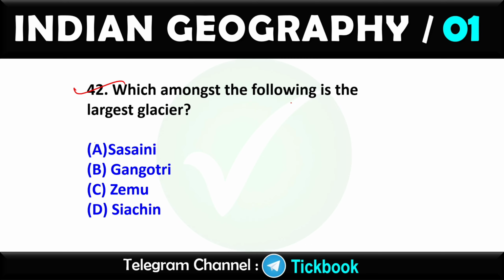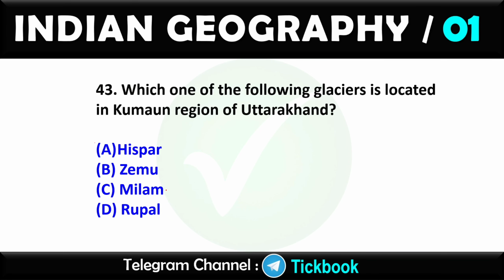42. Which among the following is the largest glacier? Option number D, Siachen. 43. Which one of the following glaciers is located in Kumaon region of Uttarakhand? Option number C, Milam.